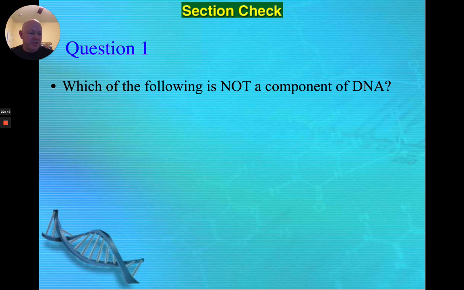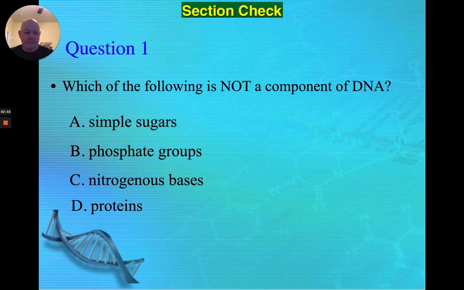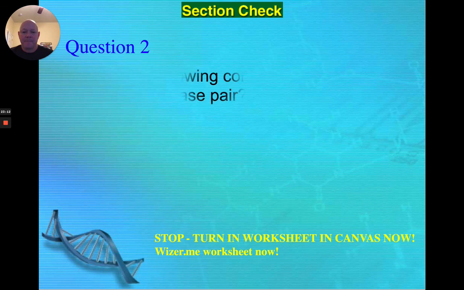So, just a few questions to finish this up. Which of the following is not a component of DNA? Did we talk about simple sugars, phosphate groups, nitrogenous bases, and proteins? So the only three that are components of DNA are the simple sugar, phosphate, and the nitrogenous base. A protein is not part of DNA. Instead, DNA is used to make proteins.